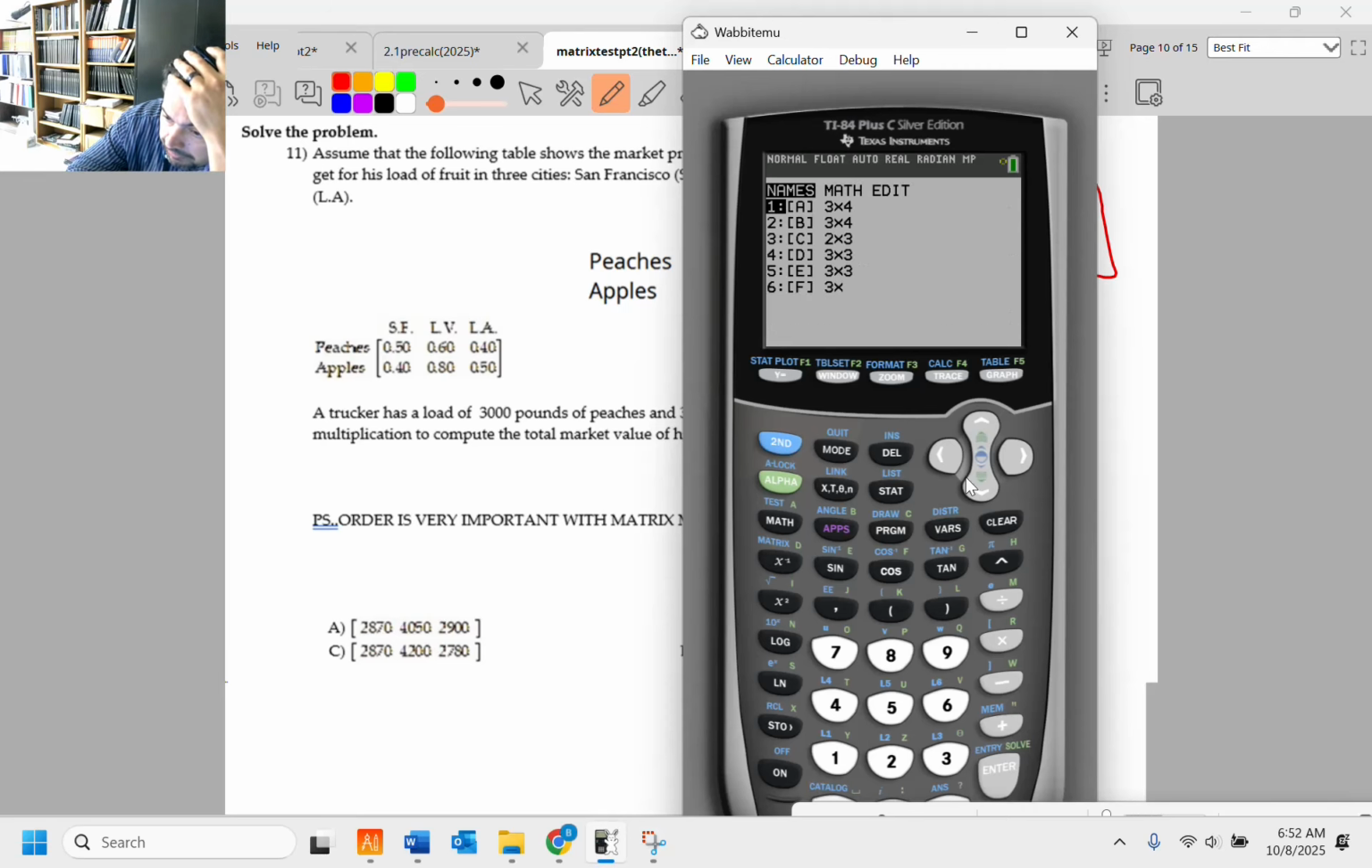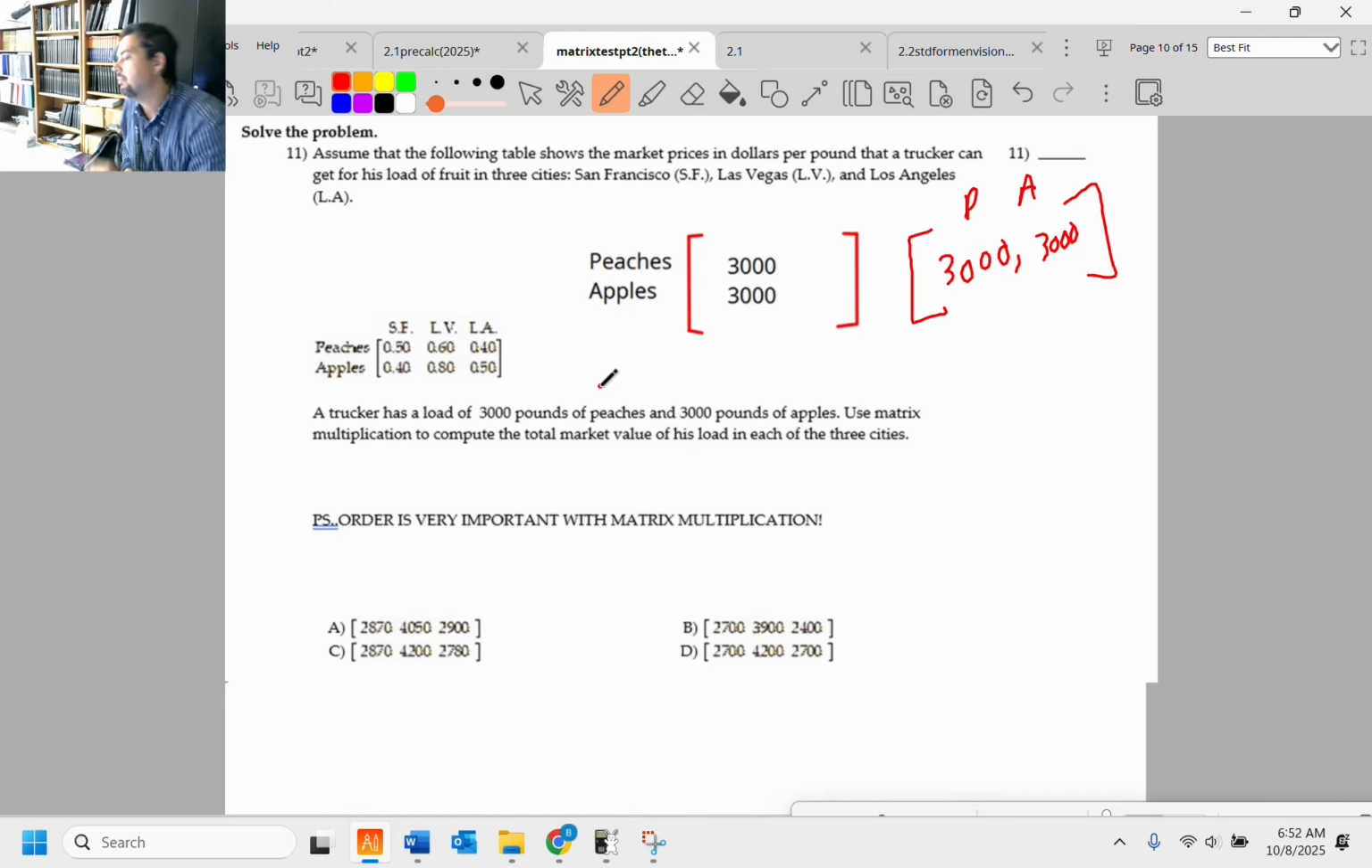But anyways, we're going to put the first matrix in. And actually, let's think about order here, because order is a big deal. This is a 2 by 3, and this is a 1 by 2. So we're going to have to take the 1 by 2 and multiply it by the 2 by 3 because the insides have to match. So we're actually going to put this guy in matrix A and this guy in matrix B.